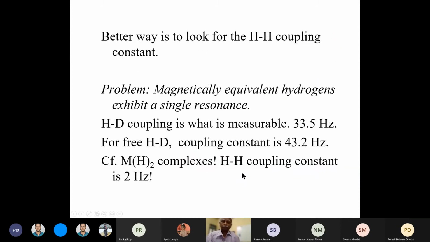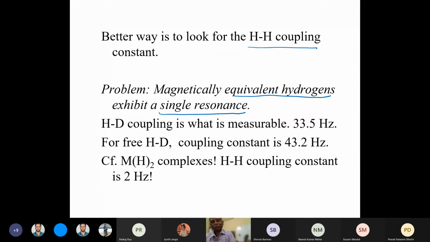Okay, so now how do you show that the two hydrogens are in fact bonded? Best way would be to look at the hydrogen-hydrogen coupling constant. Unfortunately, if they are magnetically equivalent hydrogens, then only a single resonance would be there. This is a problem with the NMR technique itself. The NMR technique will not distinguish between two magnetically equivalent hydrogens. So what do you have to do?